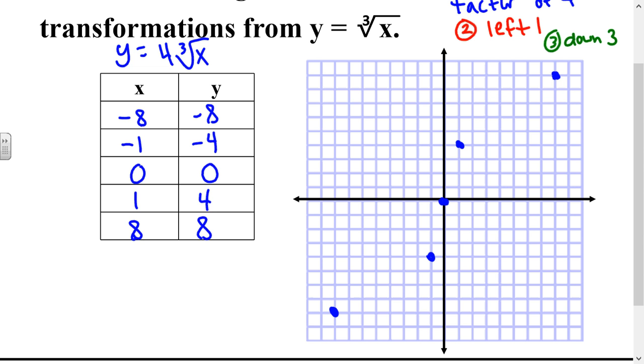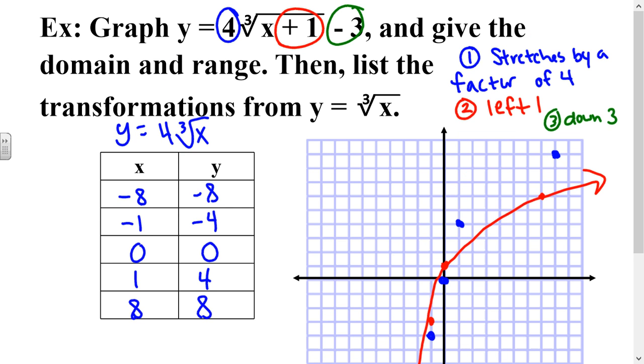So I'm going to translate each of these points, left 1 and down 3. So I go left 1, down 3 would be off the graph, but it would be about right there to give me an idea. Okay, then I would go left 1, down 3, left 1, down 3, left 1, down 3, left 1, down 3. And so the red points connected would be my graph. And you'll notice it's really big because remember it was stretched by a factor of 4. So it was stretched quite a bit from its original version.